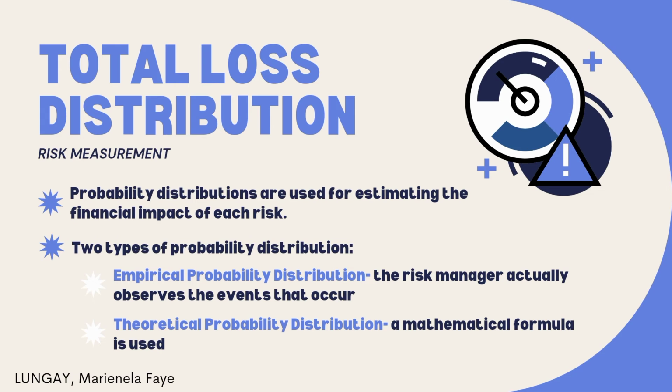In risk management, there are two types of probability distribution used, namely empirical probability distribution, which is also known as experimental probability distribution. In this type, it illustrates the likelihood of the event occurring based on historical data. In a business setting, the risk manager actually observes the events that occur. On the other hand, theoretical probability distribution, a mathematical formula is used.